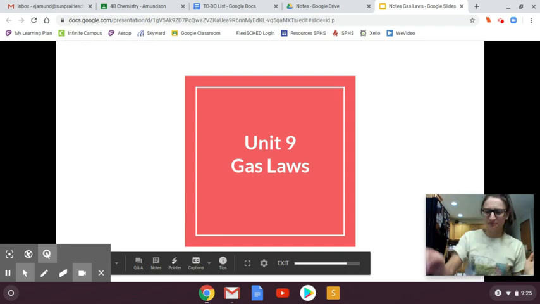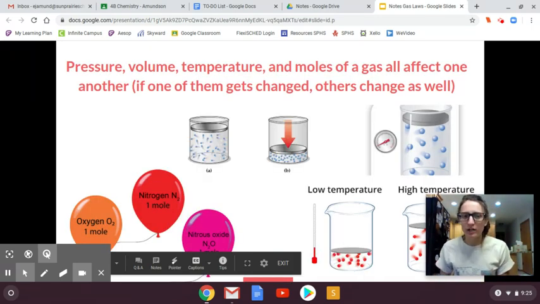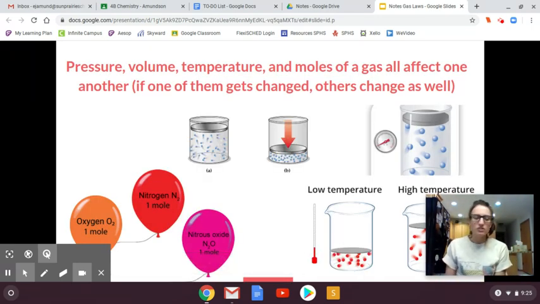Gas laws, all right? So our essential question, our purpose, or our goal today is to look at how pressure, volume, temperature, and moles of a gas all affect one another, because these are all properties of gases, and if one of these gets changed, the others will be changed or affected as well. So if I change the temperature, that's going to also have an effect on the volume and the pressure of a gas. Or if I change the volume of a gas, that's going to affect pressure and temperature as well. So we're going to look at all these different gas laws and why the gas laws are that way based on how particles behave, okay?